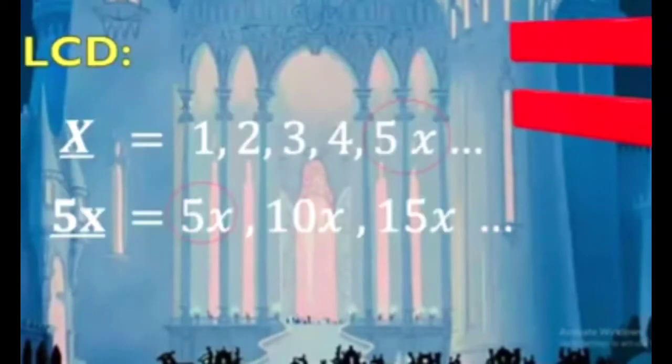So, x multiples are 1x, 2x, 3x, 4x, 5x. Next is 5x. So 5x multiples are 5x, 10x, 15x, and so on. Now, do you find any same numbers on the screen? If yes, then great. Now, that's the LCD we were looking for.